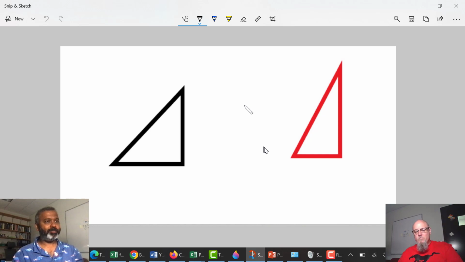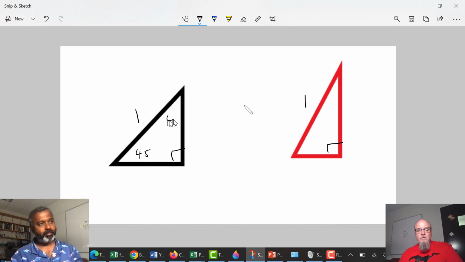Here are two triangles. They're two right angle triangles. We're going to say that the hypotenuse of these two triangles is 1. This one is going to be a 45, 45, 90 triangle. And this one's going to be a 30, 60, 90 triangle. Now I'm using degrees.